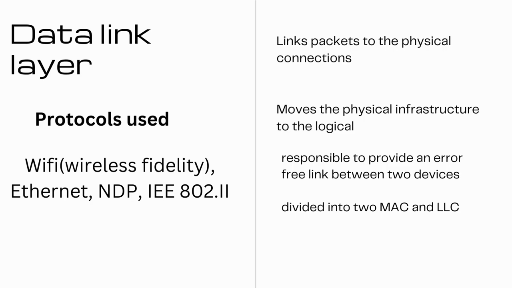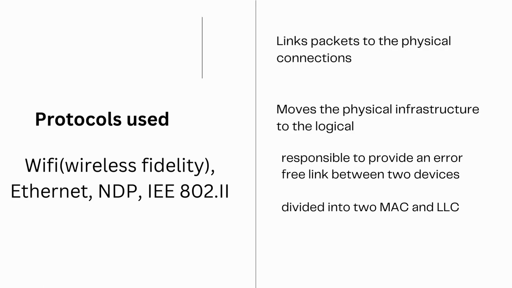So moving on, we have the second but not last, the data link. When you're thinking about the data link, think about the wireless connections which are there to connect the physical devices to our network. In such, we have Wi-Fi and Ethernet in this layer. Wi-Fi stands for wireless fidelity. So it moves physical infrastructure to the logical. It's possible to provide an error-free link between two devices. So the data link layer is just there for linkage, to link a physical device to have access to the network.